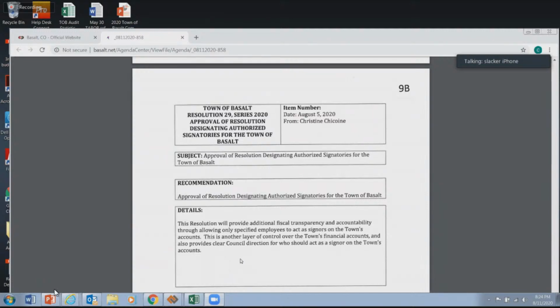Mayor, I move the town council approve resolution 29 of series of 2020. Second. It's been moved and seconded. We will call the roll, please, Pam.